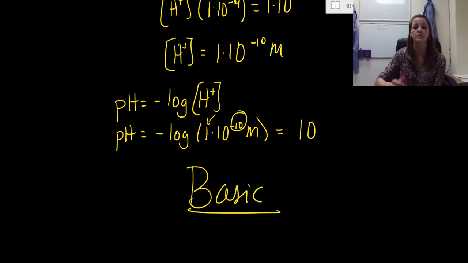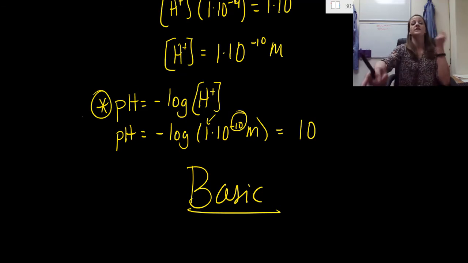So you need to be able to use this one equation for both H plus and OH minus. So if I give you OH minus, you have to calculate your H plus concentration, then you can use the equation. But if I'm nice and I give you your H plus concentration right away, you can just plug it right into the equation. That's it.